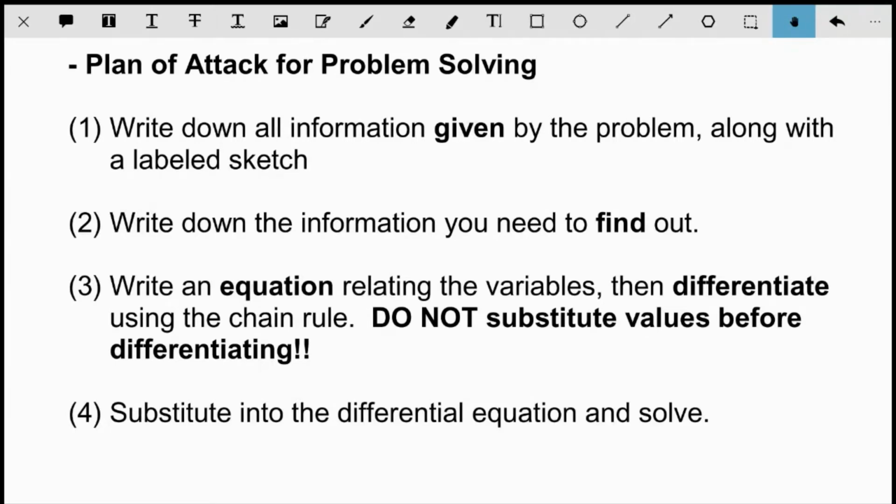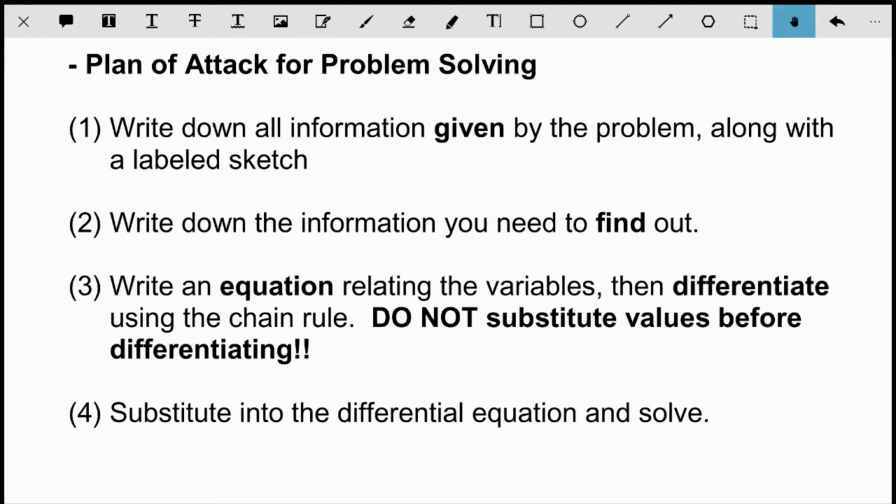So when we solve these, we're going to try to follow these steps as best we can. We're going to write down everything that we're given. And when necessary, we're going to draw a sketch. Typically, we're going to need a sketch for these types of problems. The sketch is going to serve two purposes. One is that it's going to actually let you see what's going on in the problem. And the second is it's going to define your variables.